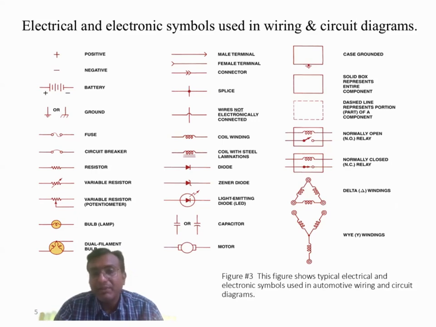This box represents the entire component. Dash lines represent a part of a component. This one is for the relay, that is a normally open relay. This is also for a relay, and this is a normally closed relay. This one is for the delta winding, and this is for the Y type of winding.